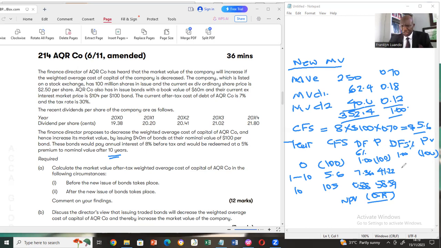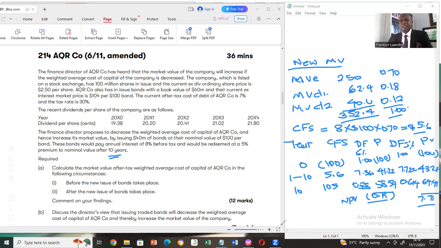There, the annuity factor is 7.722. Multiply by 5.6, it will give us 43.24. In year 10, a single year, the factor will be 0.614. Multiply by that, it will be 64.47. The NPV will be positive 7.71.